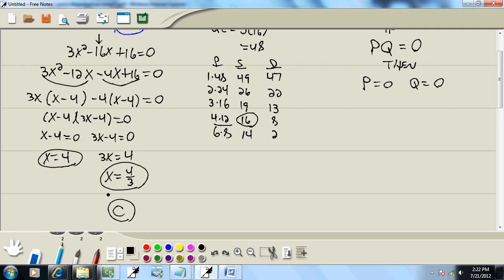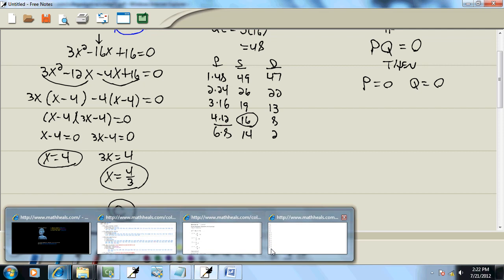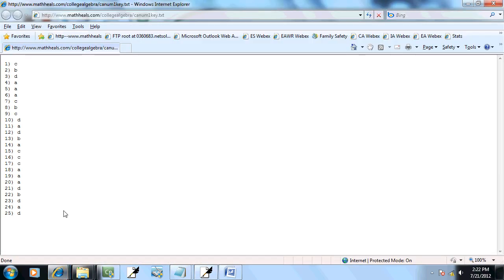So 16C. Go double check that. And that checks.